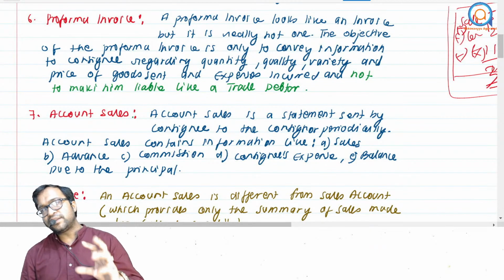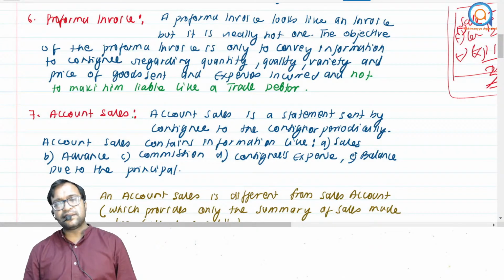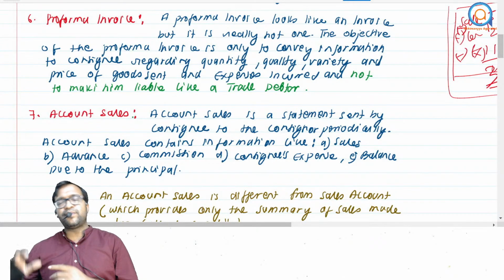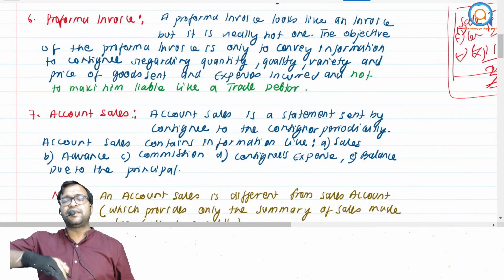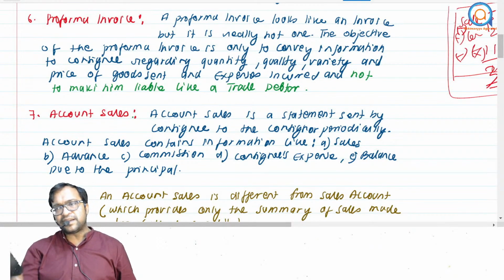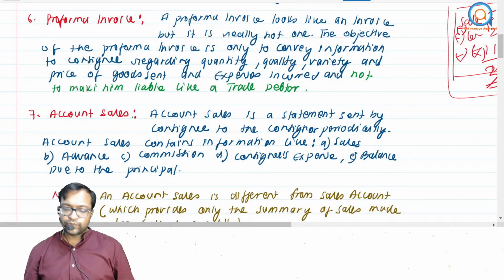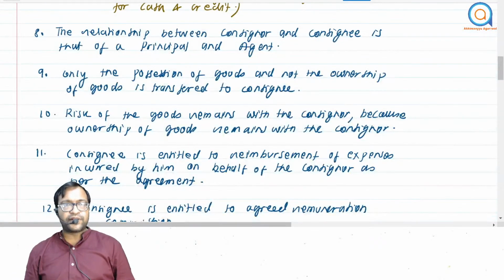There is one more document, that is account sales. What is account sales? It is a statement given by the consignee to the consignor in which he gives information regarding goods sold, advances, consignee's expenses, commission, and the balance that he is going to repay. Account sales and sales account are not the same, they are different.